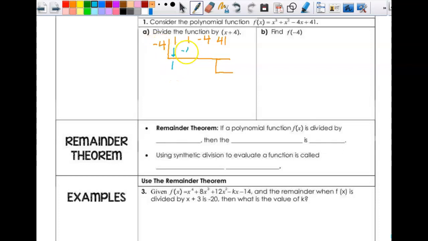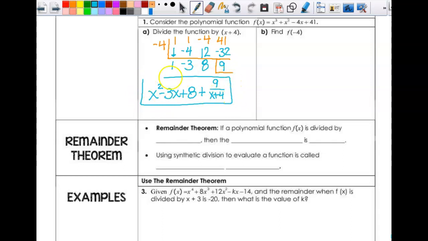Okay. So then I bring down my 1. Negative 4 times 1 is negative 4. And that's negative 3. Negative 4 times negative 3 is a positive 12. That makes that 8. Negative 4 times 8 is a negative 32. And that gives me 9 right there. Okay. So then to write my answer, because it just said divide, there's 3 terms, which means this first one's going to be x squared. So this is just x squared minus 3x plus 8 plus 9 over x plus 4. Okay, so that's exactly what we did on Friday.